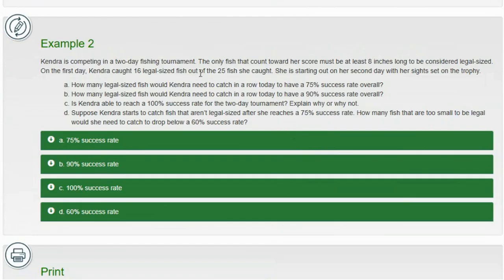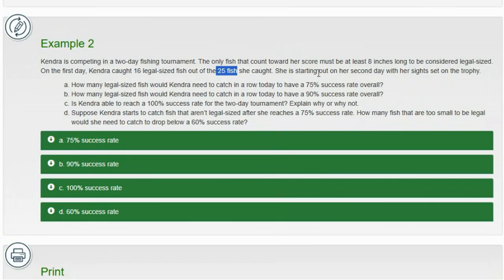Kendra is competing in a 2-day fishing tournament. The only fish that count towards her score have to be at least 8 inches long to be considered legal sized. Okay, some little bitty fishes don't count. So on the first day of the 2-day tournament, she caught 16 legal sized fish out of 25 that she caught altogether. So 16 of the 25 that she caught, she could count. The others were too small.